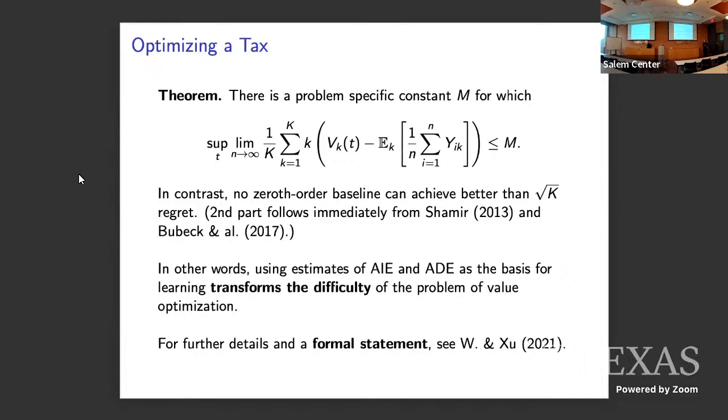On the other hand, the zeroth order baseline, that is the thing that tries different things at each time point, cannot achieve a rate of convergence that's better than essentially 1 over root k instead of 1 over k. So a slow rate as opposed to a fast rate. And this impossibility of doing well using the zeroth order baseline follows from fundamental results on zeroth order optimization.